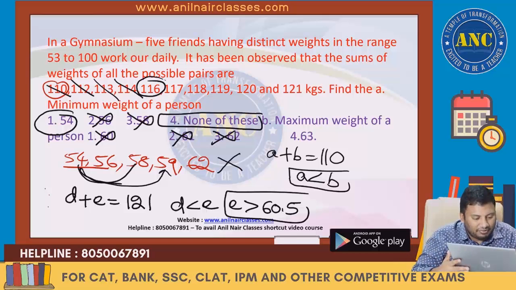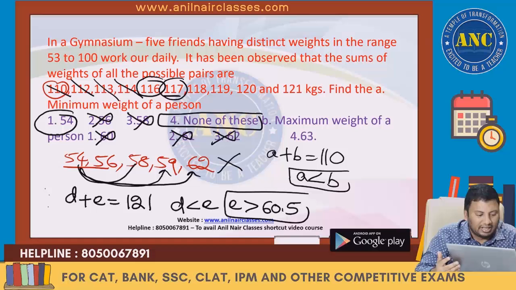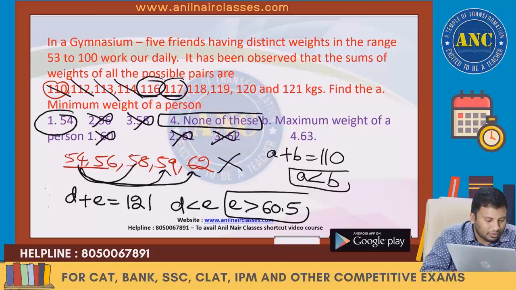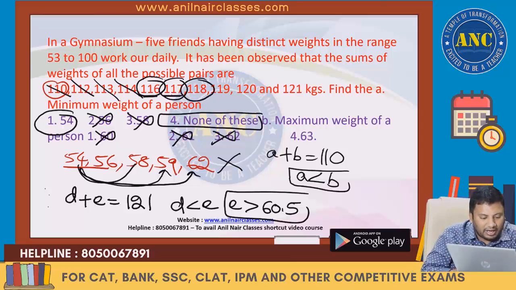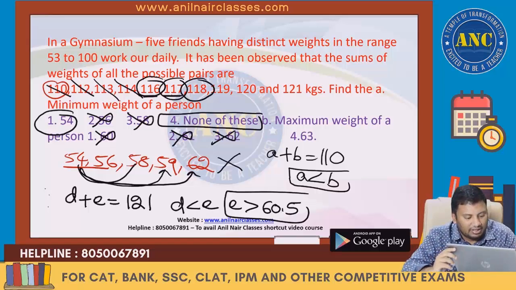116 is 54 plus 62. 117 is 58 plus 59. 118, how will you get 118? 118 is 56 plus 62. How do you get 119? 59 plus 62.